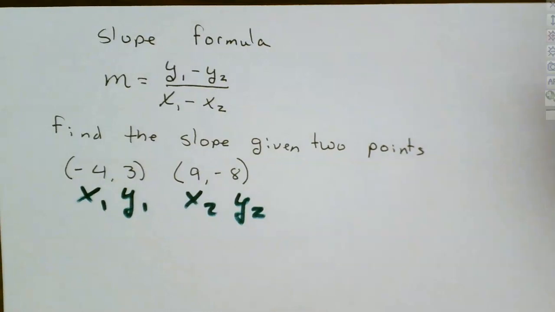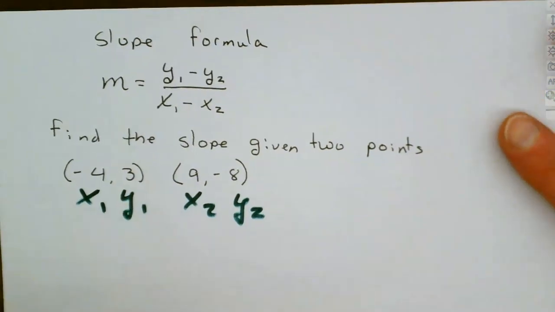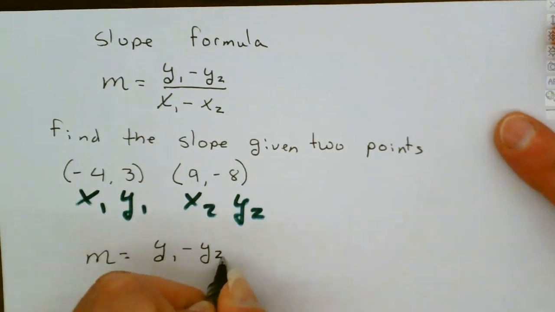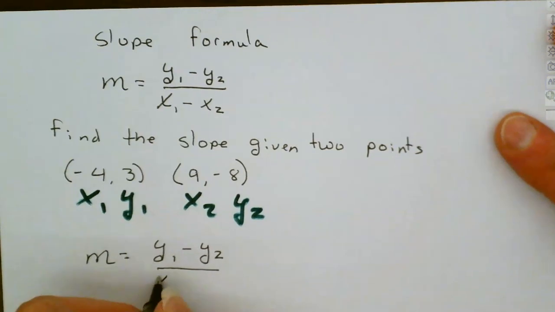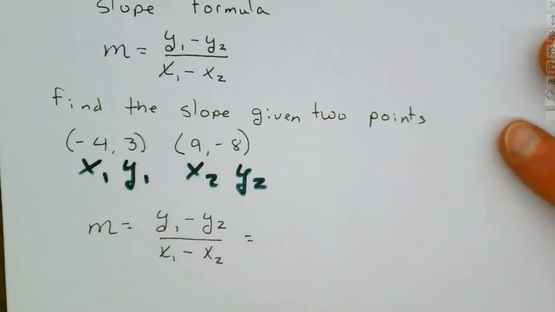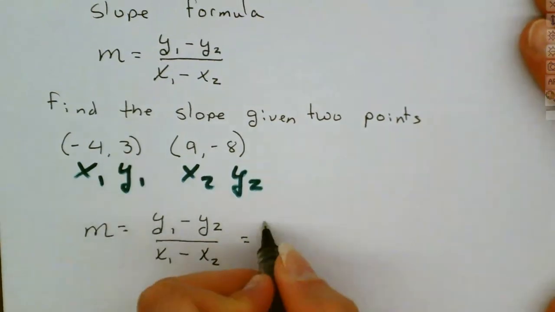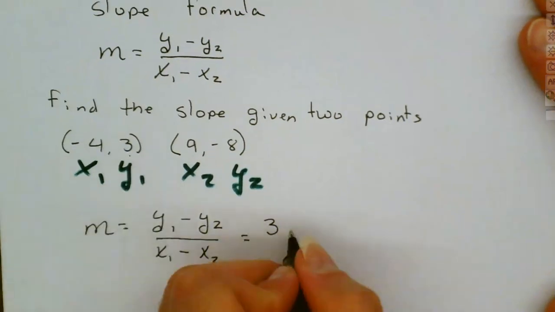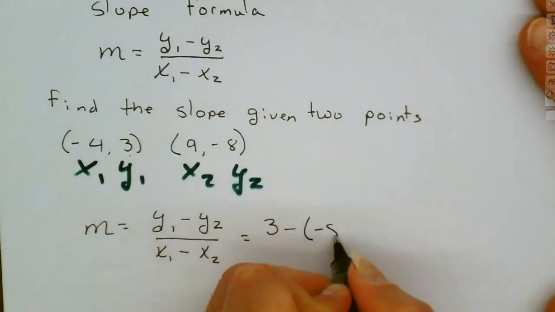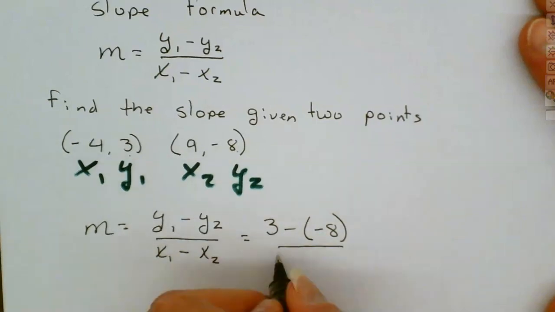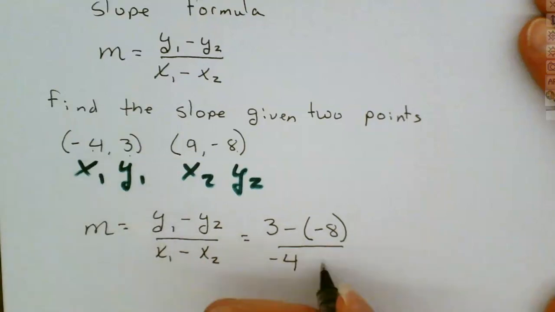I always like to write my formula up so I have it. So m equals y1 minus y2 over x1 minus x2, and I can now fill it in. Be careful about double negatives, and make sure you put the y on the top. So that's y1, which is 3, minus a minus 8, that's your y2, over a minus 4, minus 9.